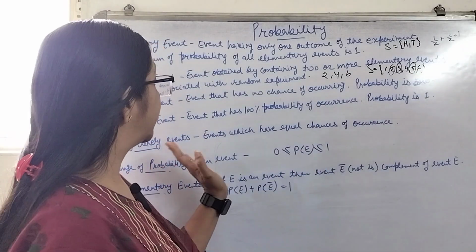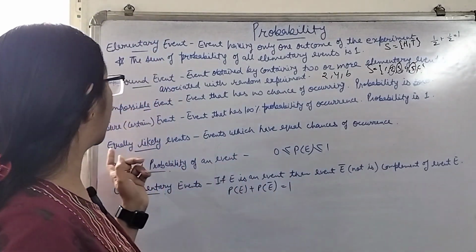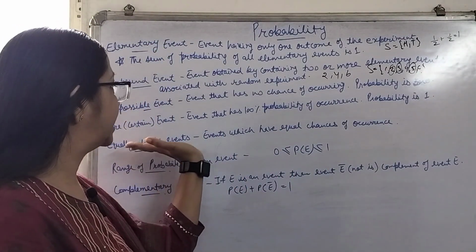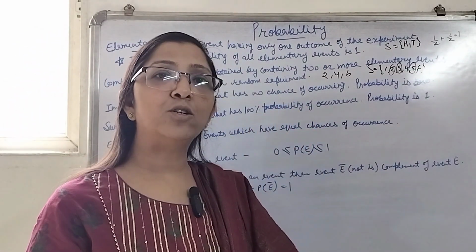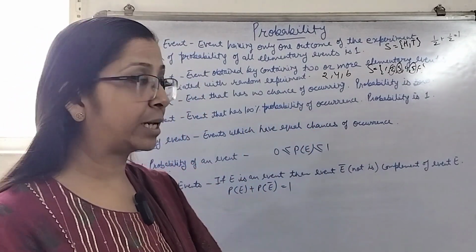That's the reason these types of cases are unequally likely events: the probability of getting the event is not the same.